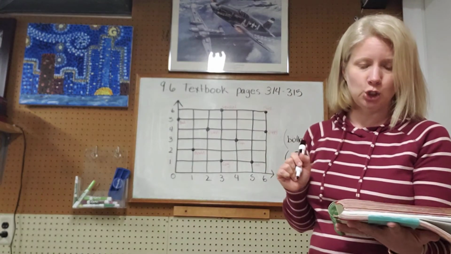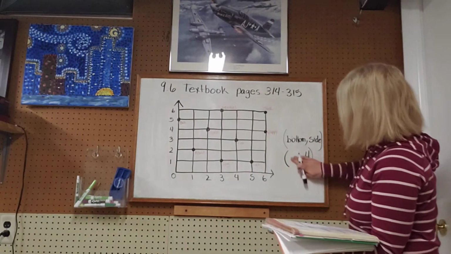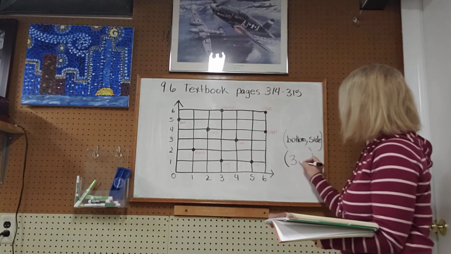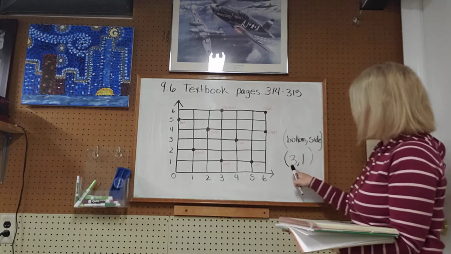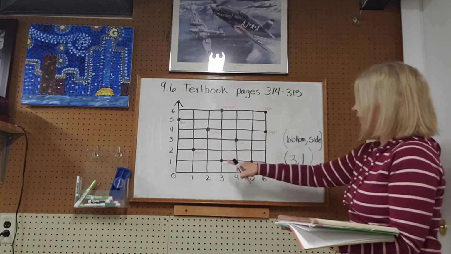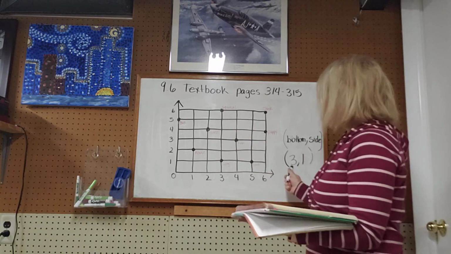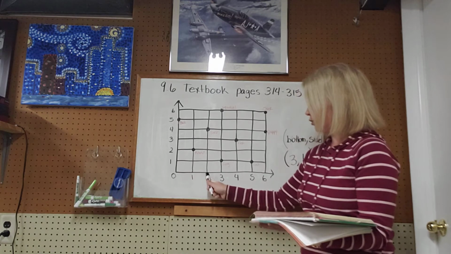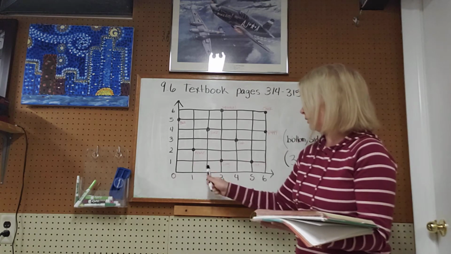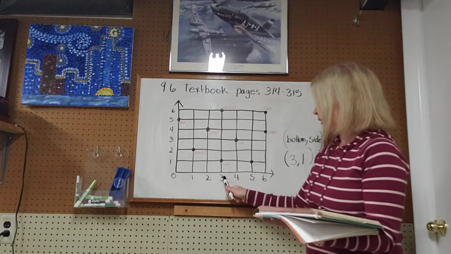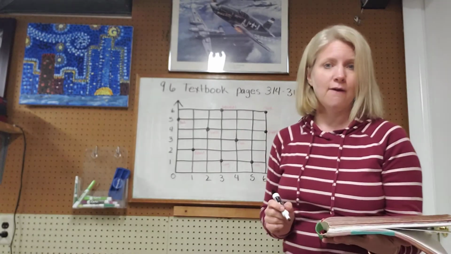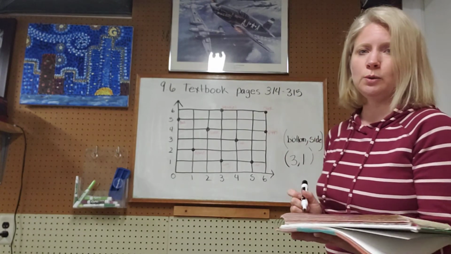Okay, let's look at number 2. Your coordinates, your ordered pair, is 3, 1. Remember, the first number goes along the bottom, and the second number goes up the side. So you're going to go over 3, 1, 2, 3, and you're going to go up 1 to the side number 1. So that's just one line up. Over 3, up 1. And the animal there is a frog. So number 2 is a frog.